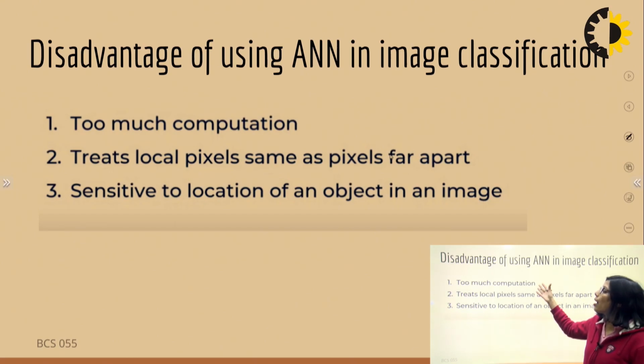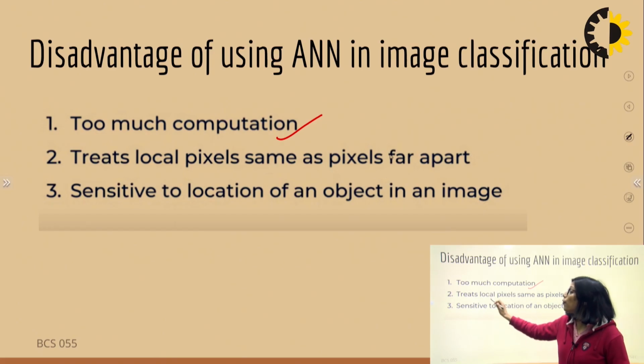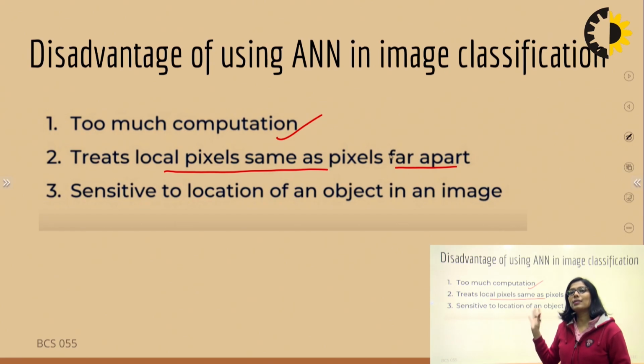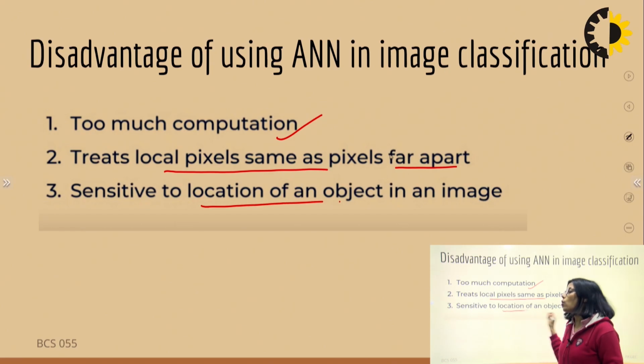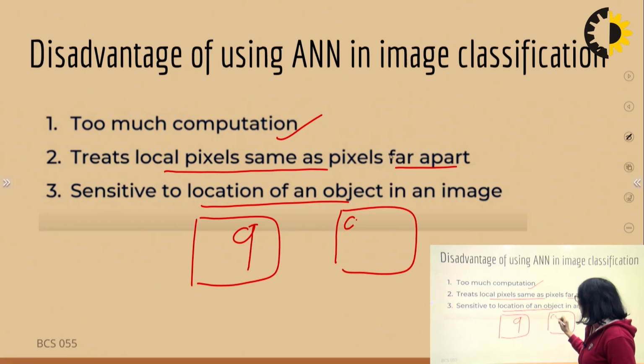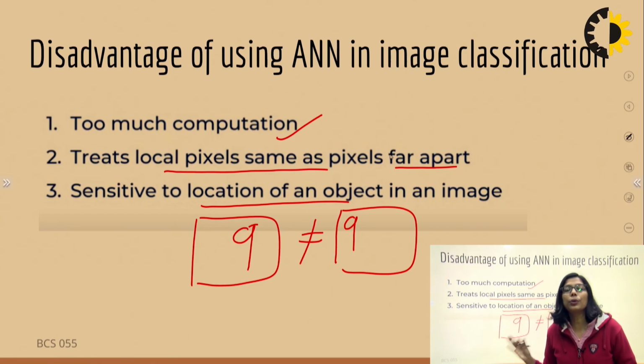So here we are having too much computation, and also the problem that local pixels and far apart pixels are treated the same. Also it is sensitive to location. So if in my training I have put the number 9 over here, and in my testing my number 9 is here, it won't be able to identify whether these two images are the same or not. It will identify that these two images are different. So this was a problem of your artificial neural network.